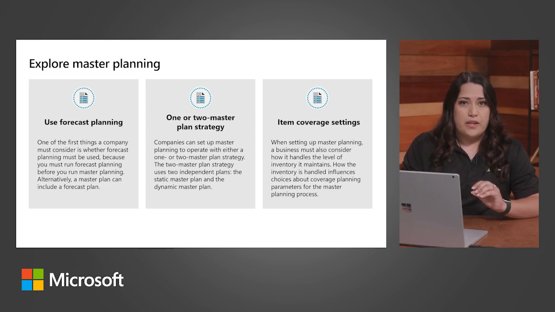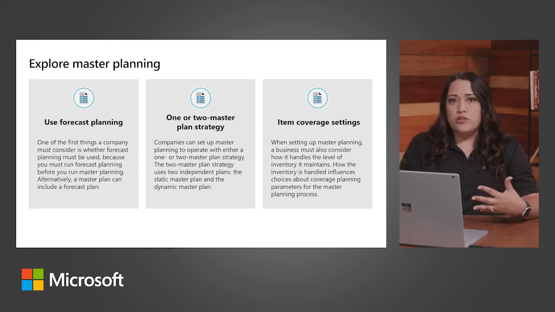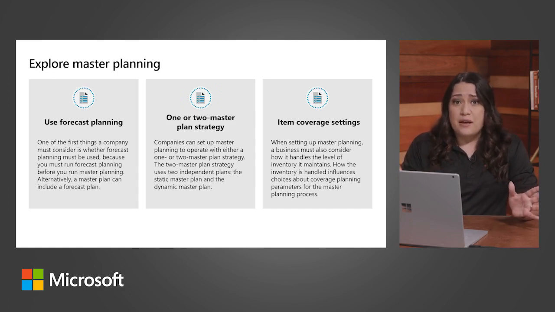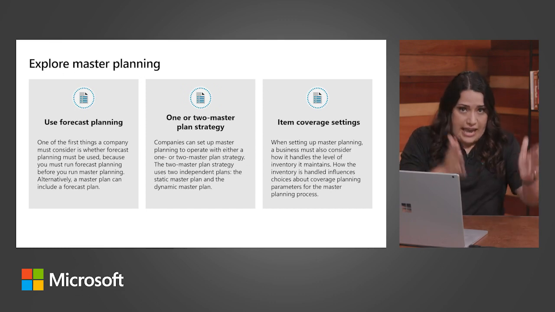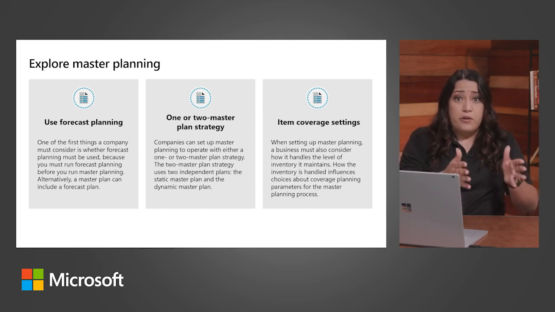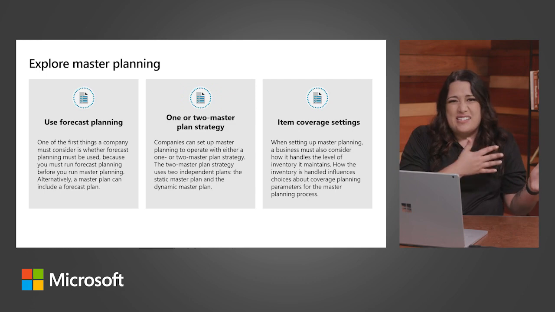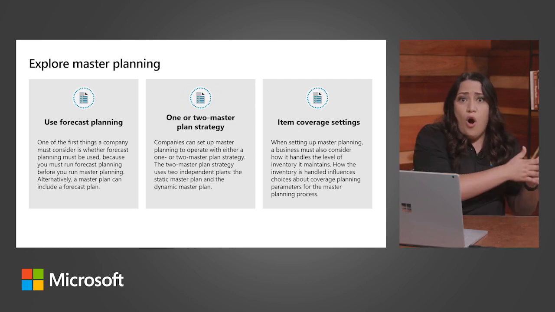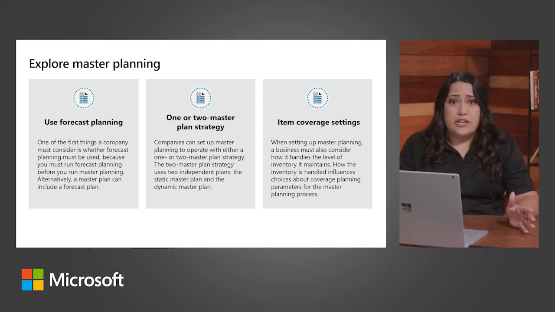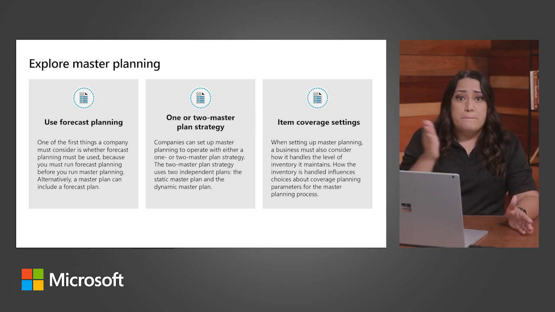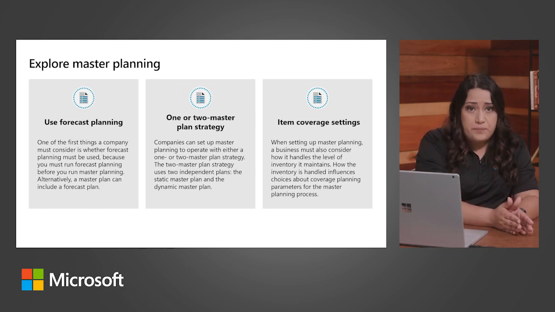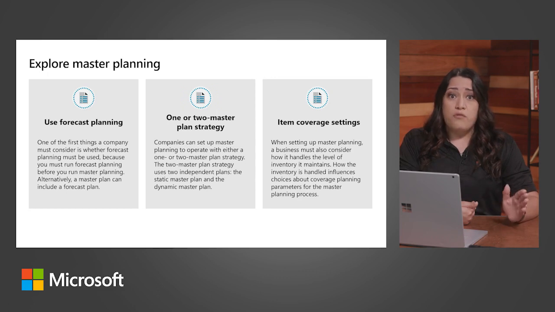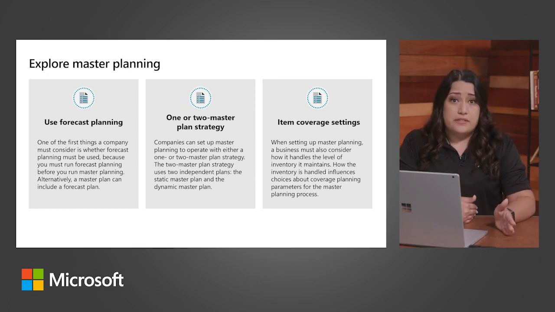But the next one that we have inside of master planning is the 1 or 2 master plan strategy. Businesses that take a long time to come up with a plan, this can be for a number of different reasons, but sometimes they may want a static plan. This means that they're running their planning process every so often. So once a week, they do all of the aggregate and future productions, and they do all of their purchase planning based on that static plan. And because of this, they can be certain in the planning process of what has driven requirements.